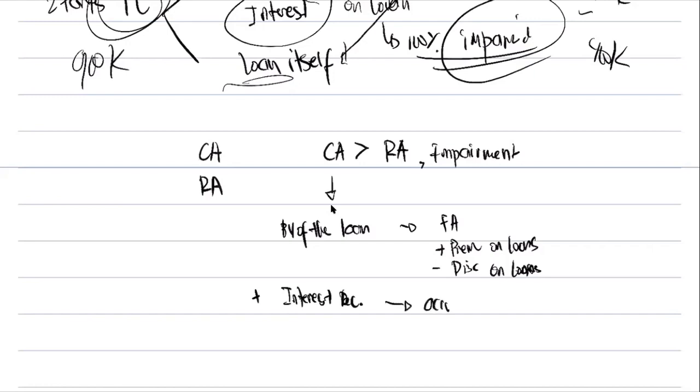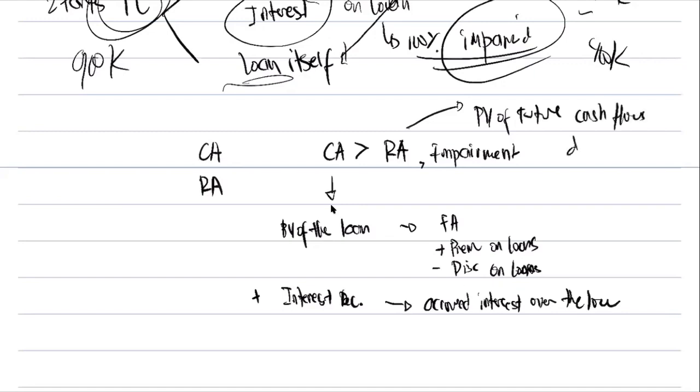This is the accrued interest over the loan. How about the book value of the loan? The book value of the loan is equal to your face amount plus or minus the premium or discount on the loans. How about your recoverable amount? Your recoverable amount is equal to the present value of future cash flows discounted at the original effective interest rate.